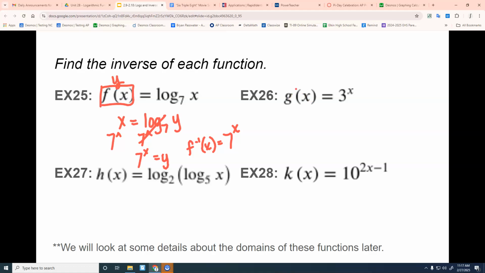If I do that same thing over here on 26, this is my y. So I'll have x equals 3 to the y power. This is where kids really mess up, because they want to divide by 3. But this is 3 to the y power. It is not 3 times y. How do I get rid of the base of an exponent? That's where I log. So I'm going to log base 3 here to get rid of that. So I get log base 3 of x on the other side: log base 3 of x equals y.